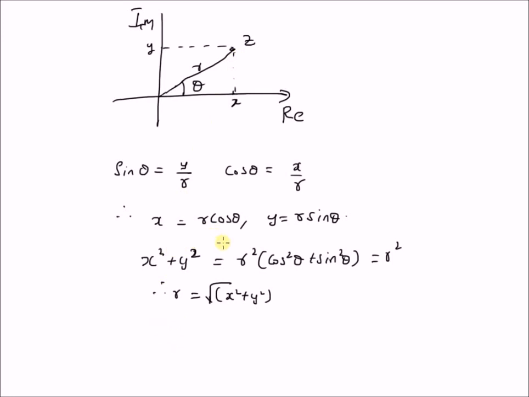Theta can be easily calculated by finding the ratio of these two equations. That is, y by x is equal to tan theta. Therefore, theta is equal to tan inverse of y by x. So, given x and y, we can easily calculate r and theta by using these two conversions.